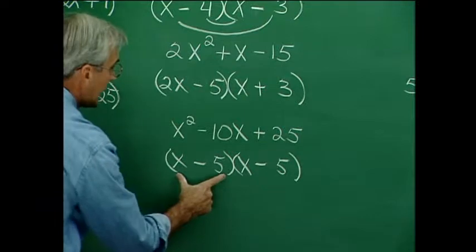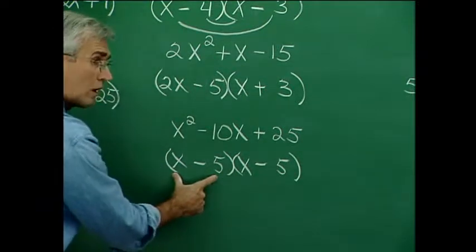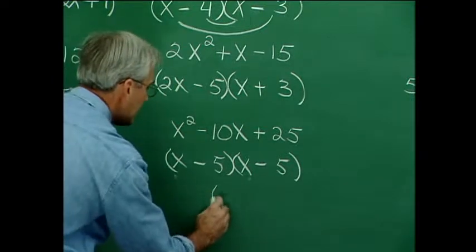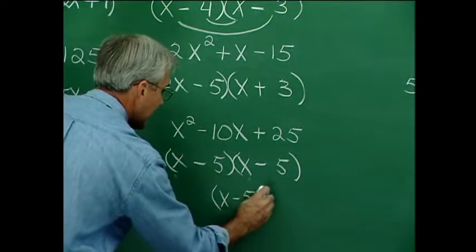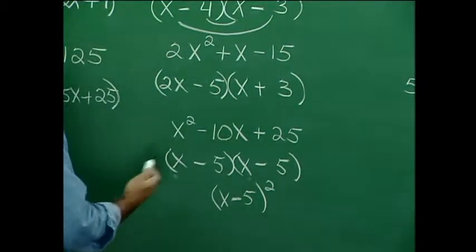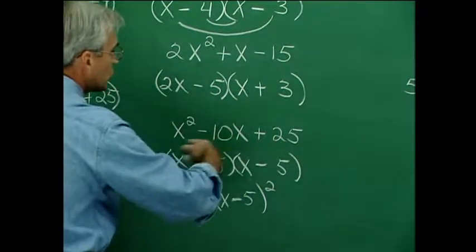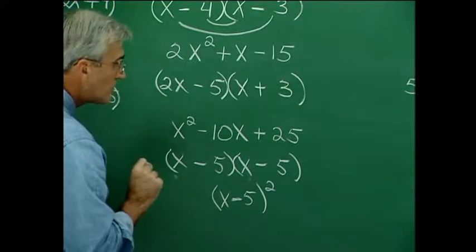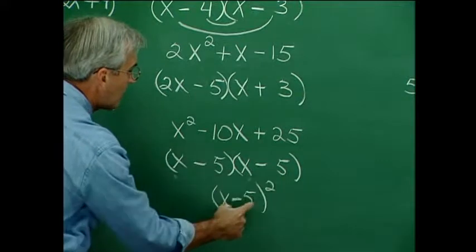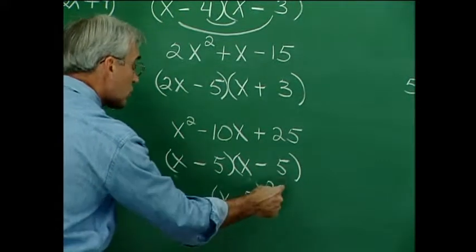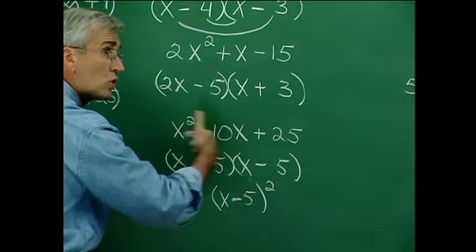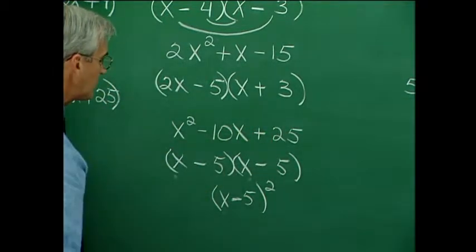We notice that we have a couple of binomials times one another. That is, we have the same binomial appearing as a factor twice, and we can indicate that as x minus 5 all squared. Now, this is called a perfect square trinomial because it comes to us as the square of a binomial. So we have a binomial squared giving us a square. So it's a perfect square trinomial. That's why it's called that.